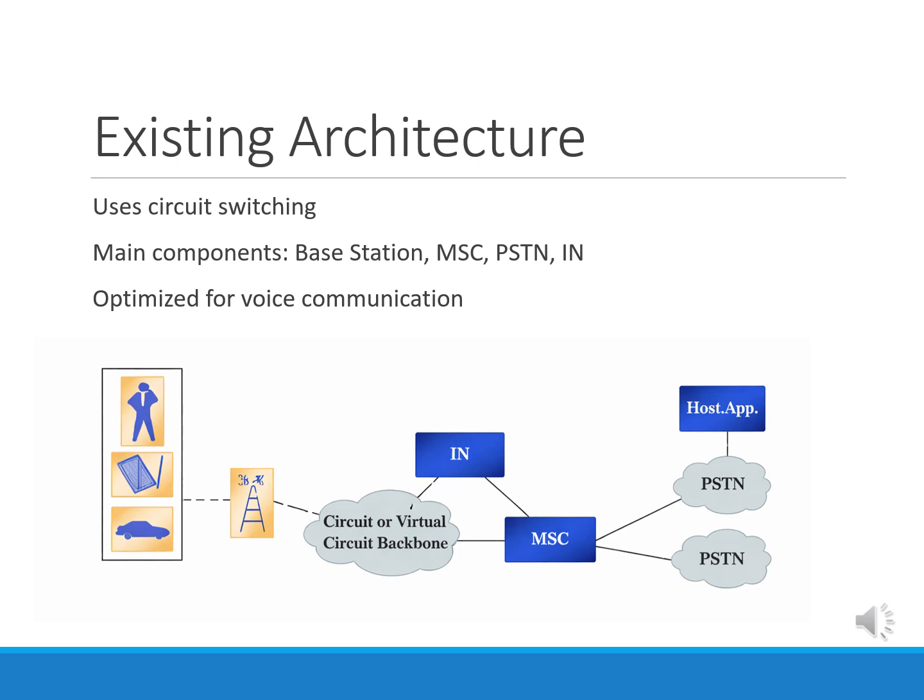This diagram shows how the traditional system works. Step by step, the user connects through a base station, then data goes through a circuit or virtual circuit backbone. After that, it reaches the MSC, which controls calls, then connects to the PSTN, the telephone network, and other services via IN. Important point: a dedicated path is created for each call, even if it is not fully used.